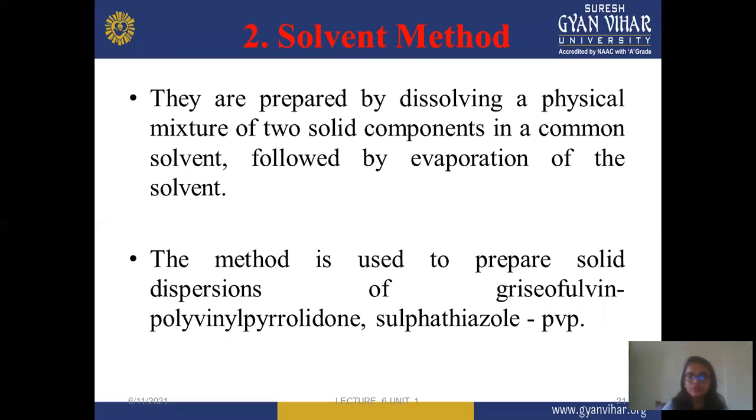The solution is in a liquid state, and after that evaporation of the solvent takes place. The method is used to prepare solid dispersions of glycerol, polyvinyl chloride, sulfathiazole, and PVP, for example. Solvent method means we take both compounds in a solid state but use a liquid solvent for dissolving. After dissolving, you evaporate all the liquid solvent, and after evaporation, we use this particular compound. Mainly this technique is used for drugs like glycerol, polyvinyl chloride, sulfathiazole, and PVP.